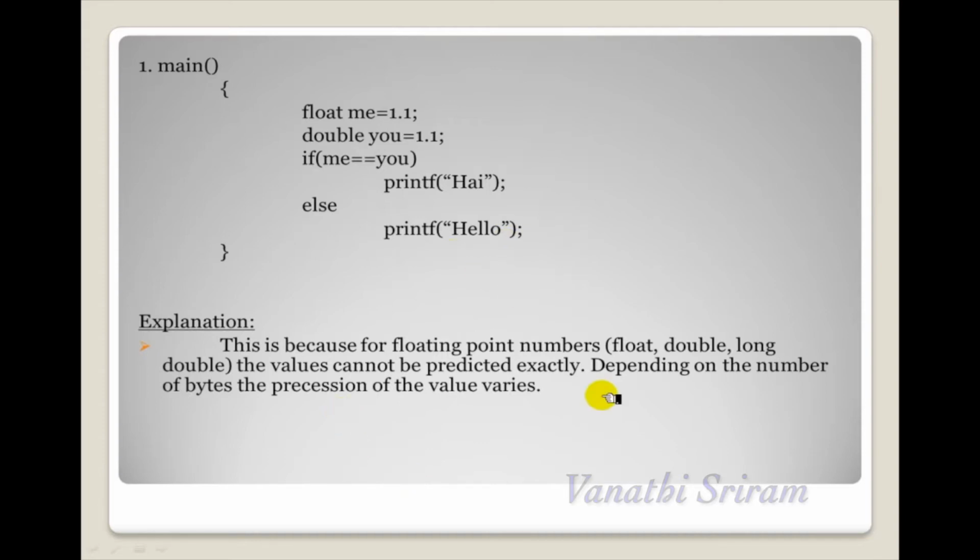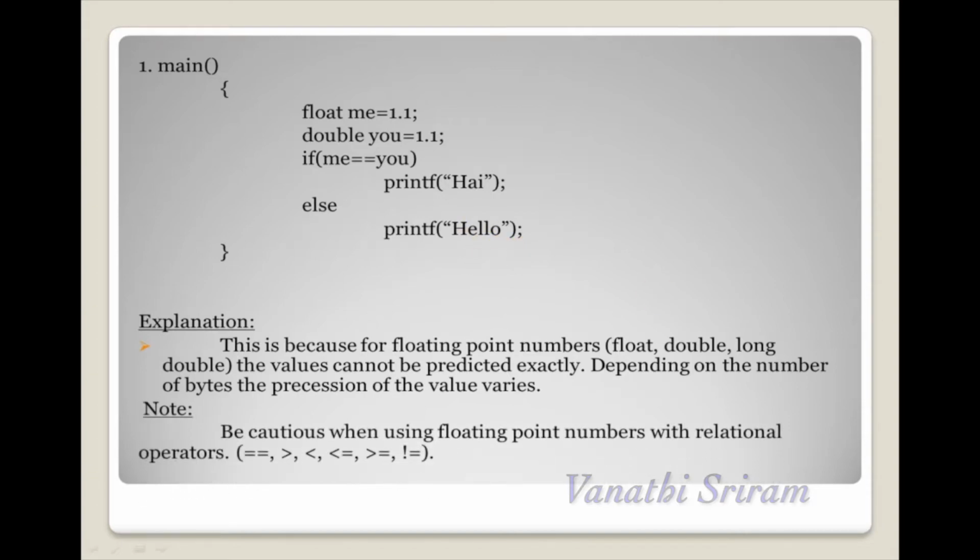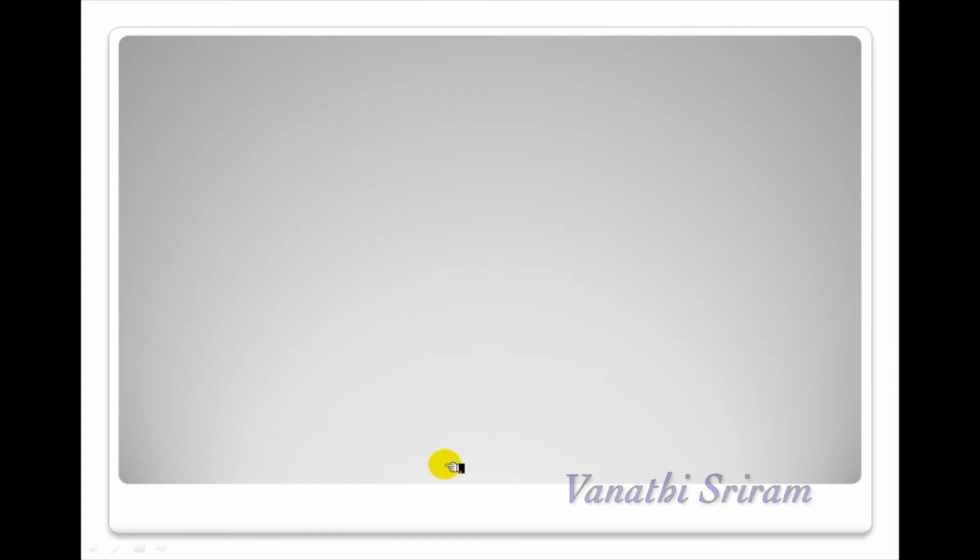This is because for floating point numbers, the value cannot be predicted exactly. Depending upon the number of bytes, the precision of the value varies. For example, whenever we are working with floating point numbers, we should consider the relational operators, that is double equal to, greater than, less than or equal to, greater than or equal to and not equal to. So the answer is hello.